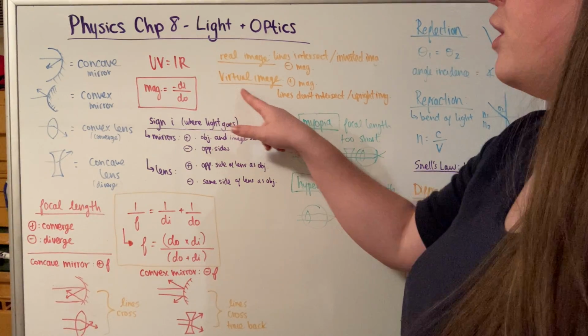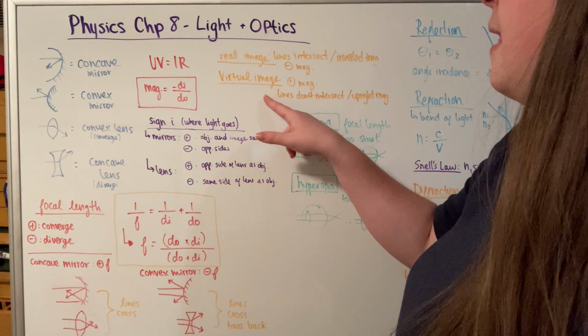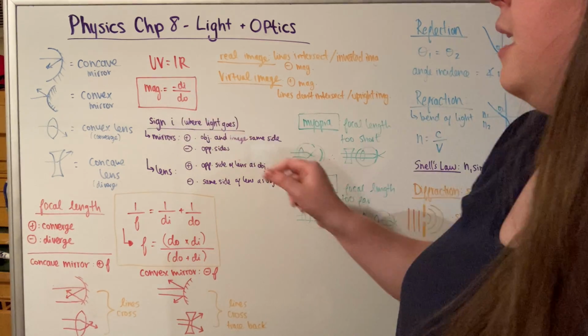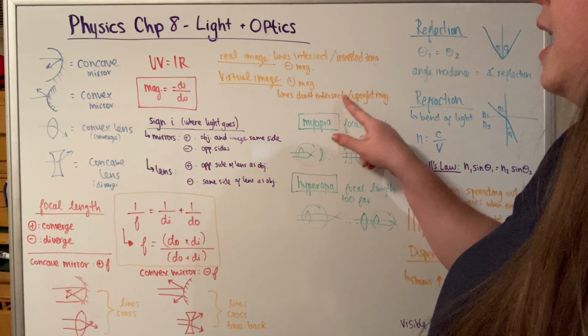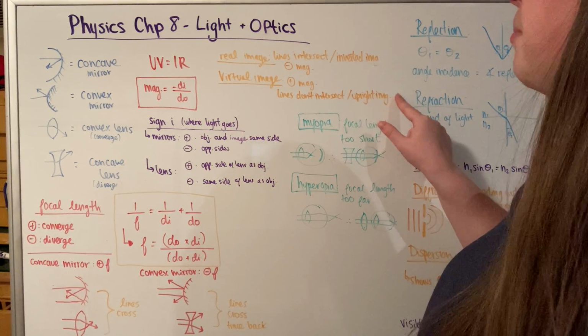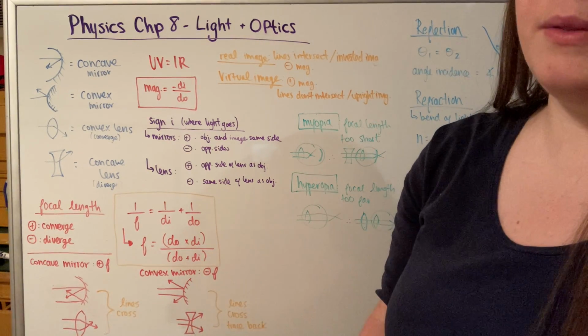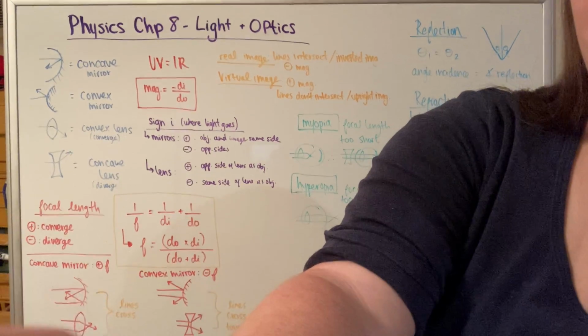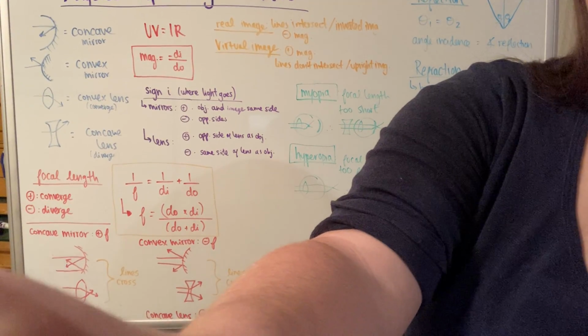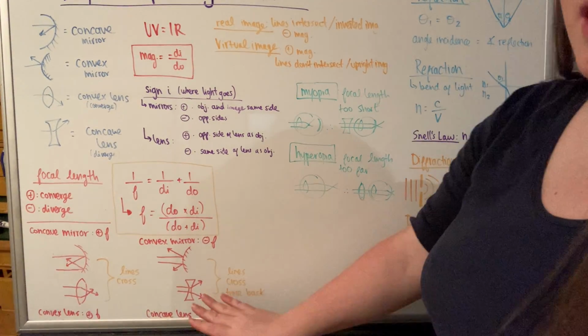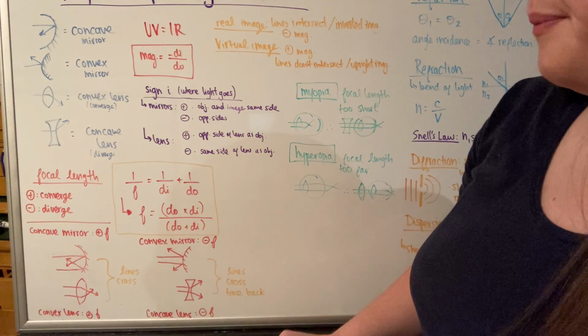Now, if we had a virtual image, the virtual would be upright, right? So the lines do not intersect. This gives you an upright image and a positive magnification. We can see that down here. There we go. So you can see that down here in these examples, okay?